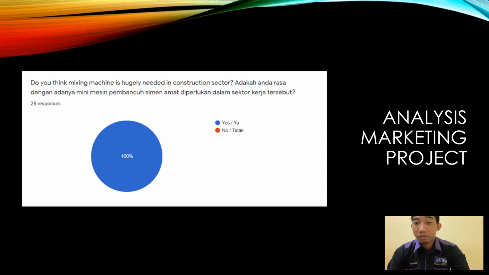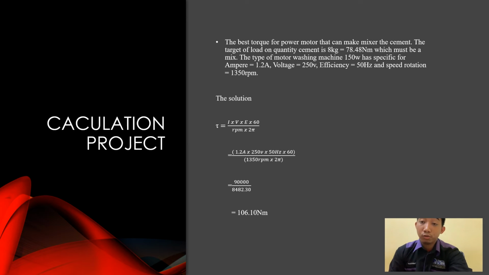The marketing analysis is the final analysis in the project. So we can see the figure that shows people want to have a mini mixer machine in their industry, in a construction site in small scale. The calculation shows the best torque for the power motor. The calculation for the motor torque is 106.10 Newton. That can mix the cement for the load of 8 kilograms or 78.48 Newton. It shows the motor has enough power to mix the cement perfectly with less time consumed.